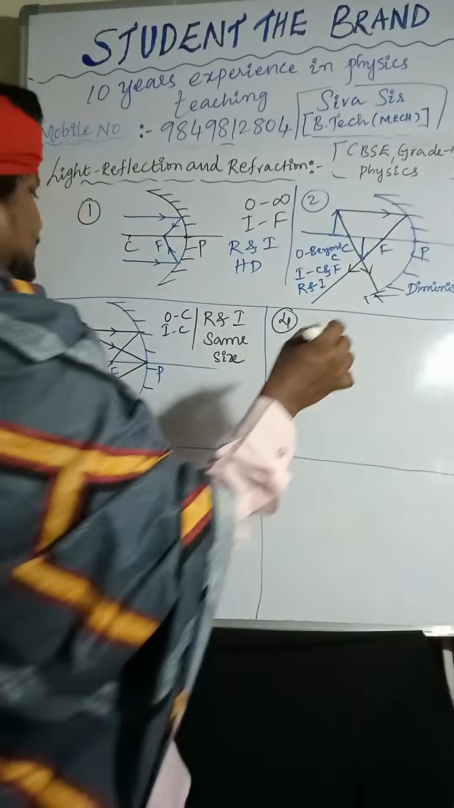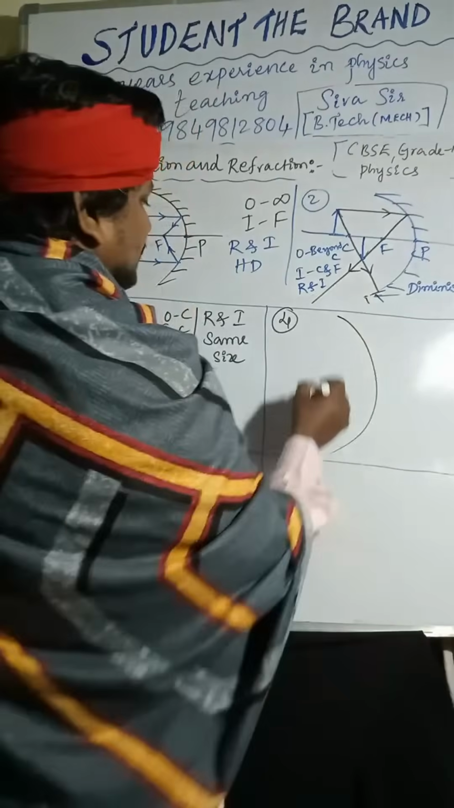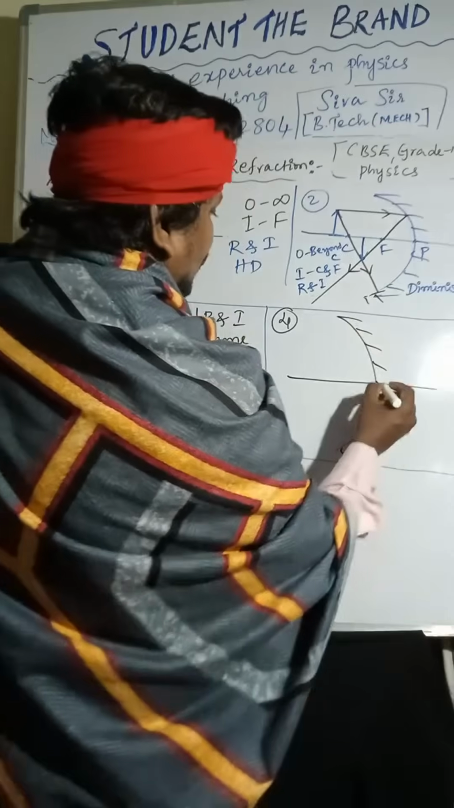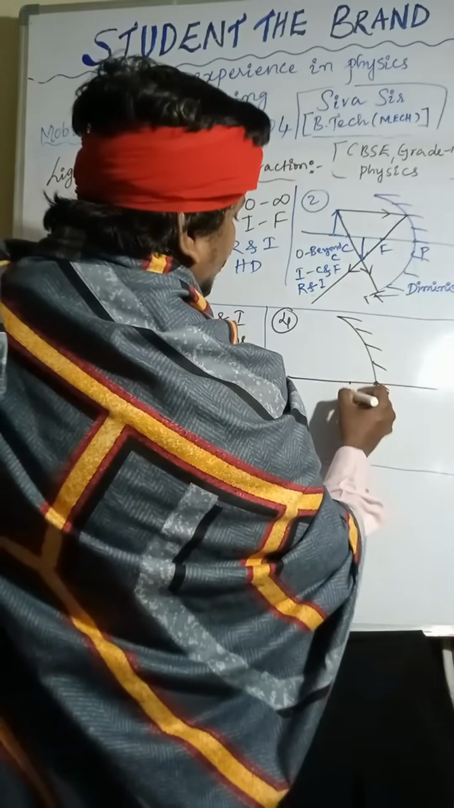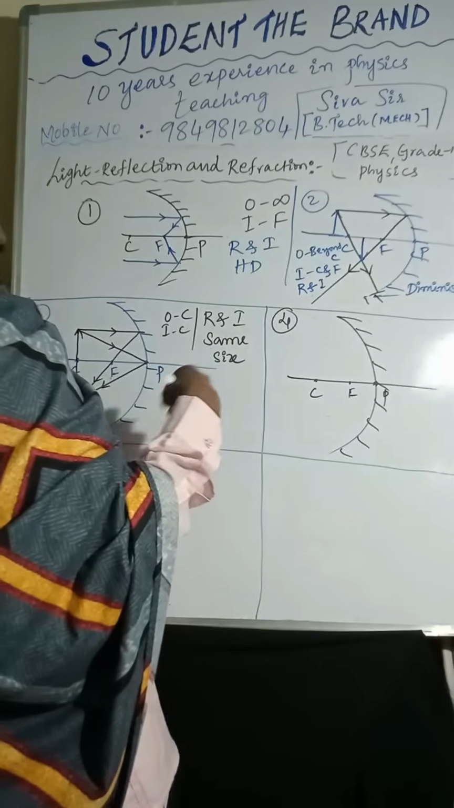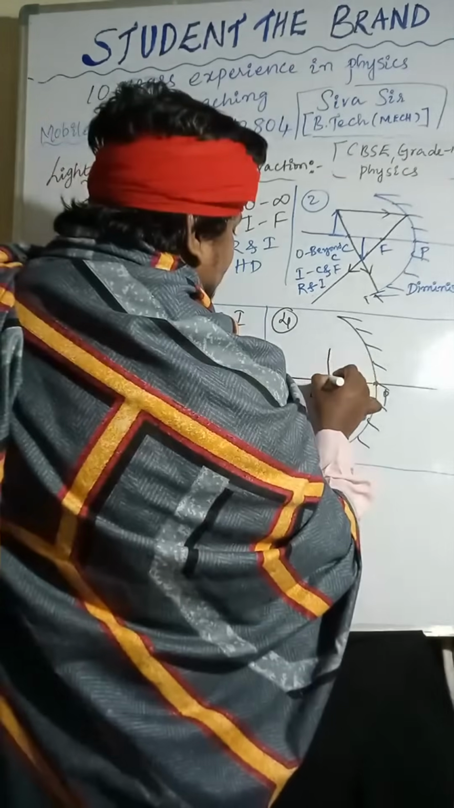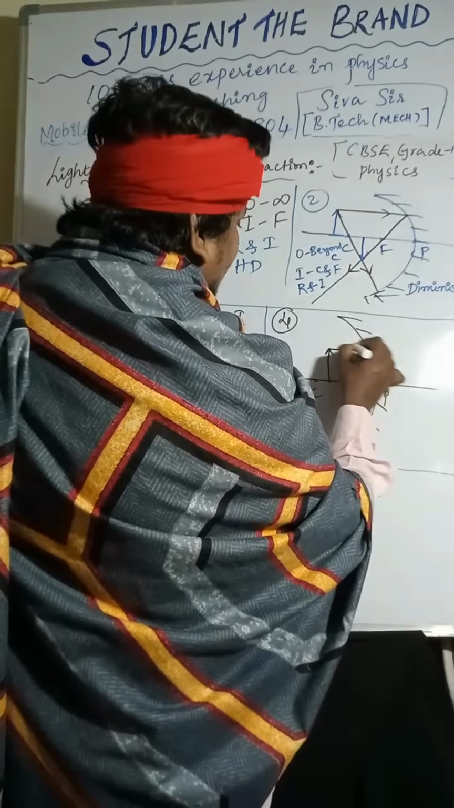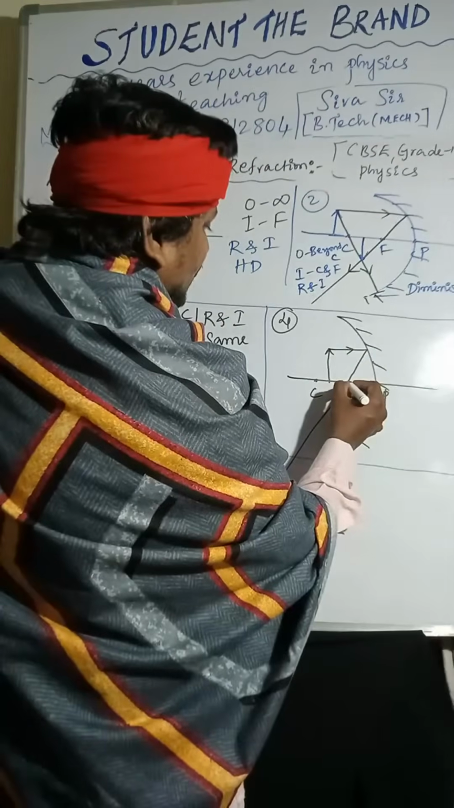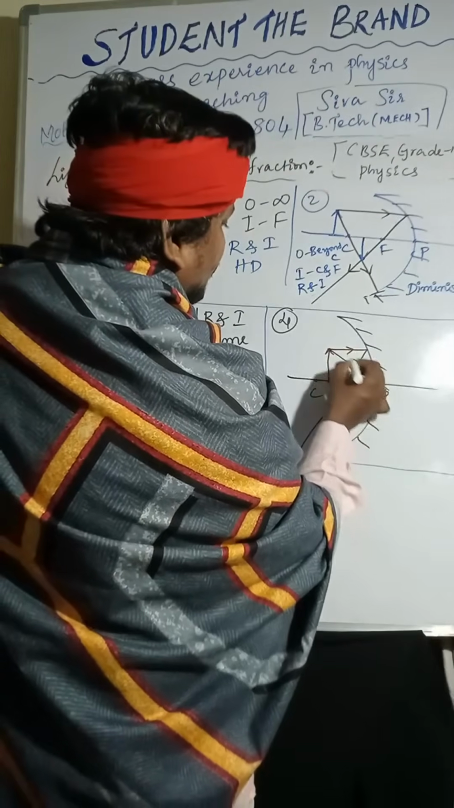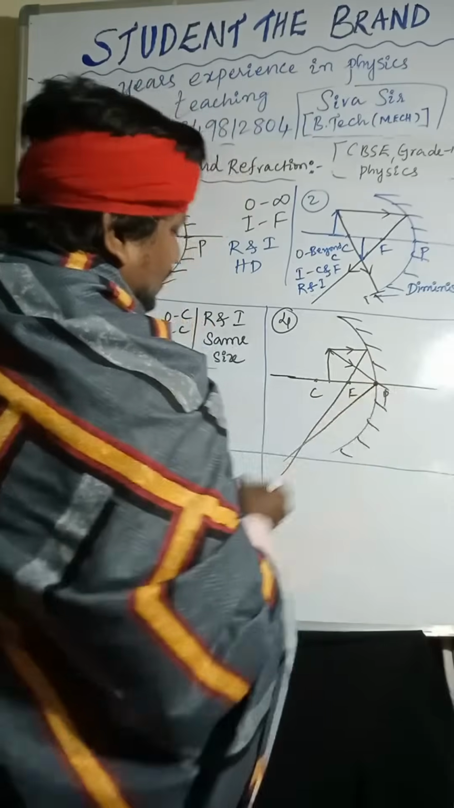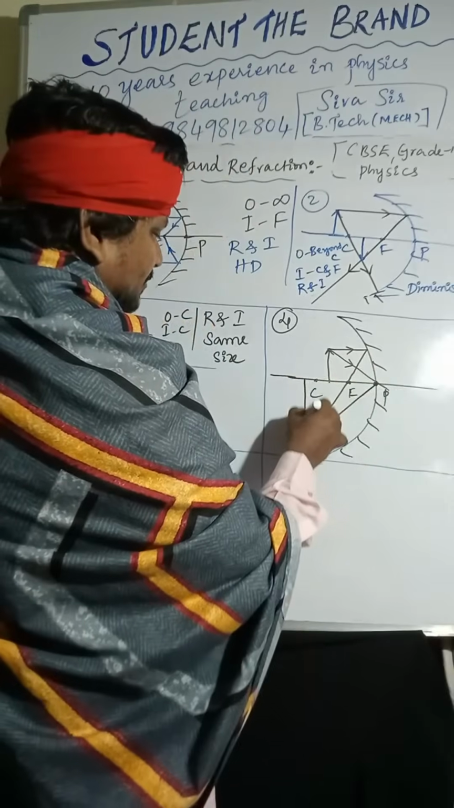Fourth image formation. Object is placed. So this is the pole, focus, center of curvature. Object is placed between C and F. One light I am taking like this, it passes through focus. Okay. Another light I am taking at the pole. So it reflects. The light rays will meet beyond center of curvature, image will form here.